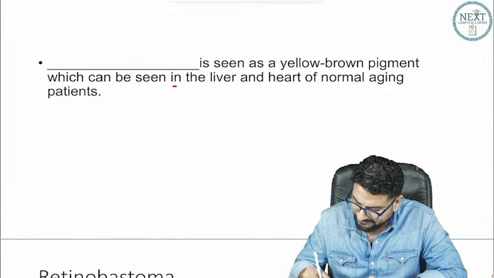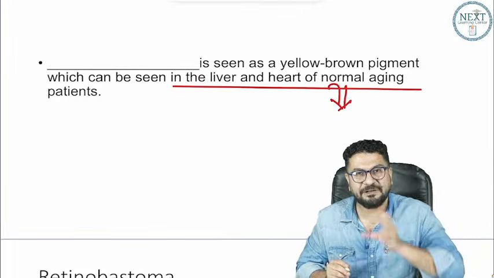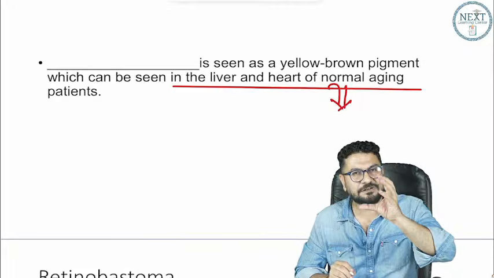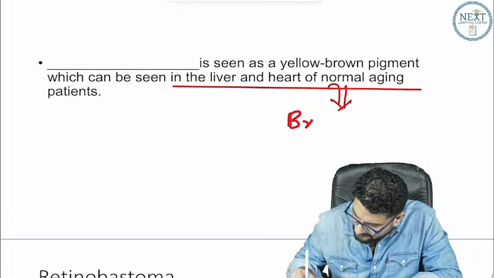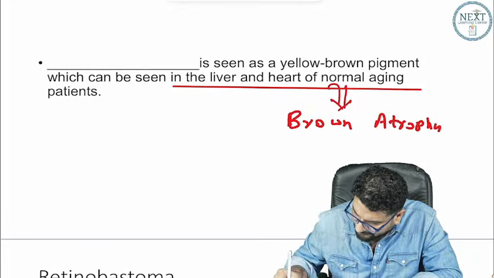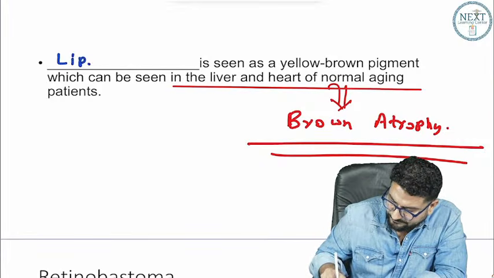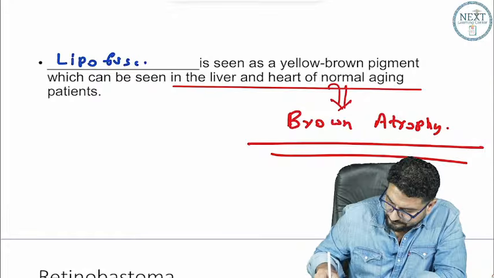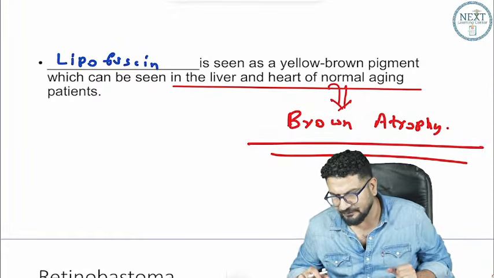of normal aging patient. And what will that pigment do? This pigment will slowly shrink your organs. We call this brown atrophy. So they ask you brown atrophy of heart, brown atrophy of lung, brown atrophy of liver. Let us see with which pigment? Lipofuscin. So lipofuscin is the pigment. Yes, in Alzheimer's you will get Hirano bodies. Very good.